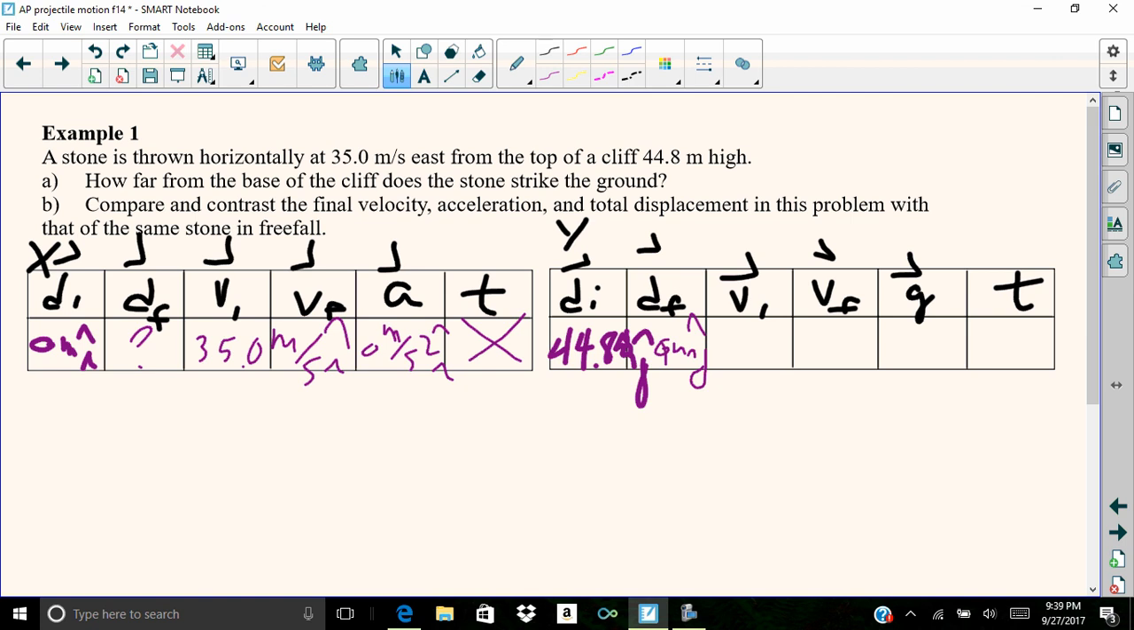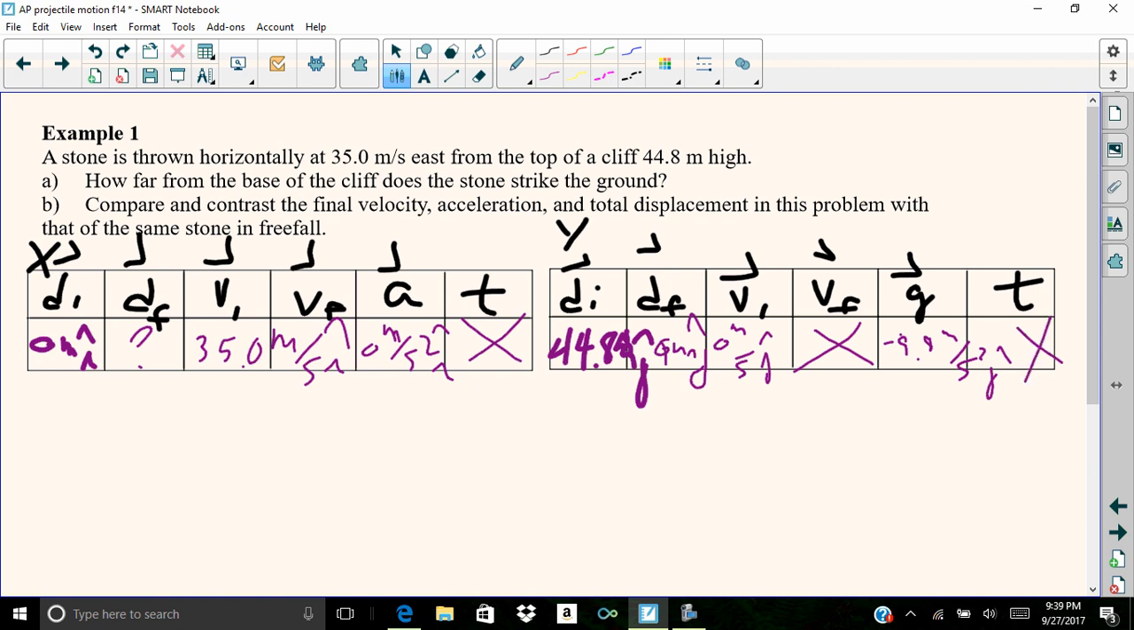Okay, now in the y direction, am I given the initial velocity? Yes, it's actually 0 meters per second j hat. My final velocity, unknown, not given. g is negative 9.8 meters per second squared j hat. And time, I don't know.